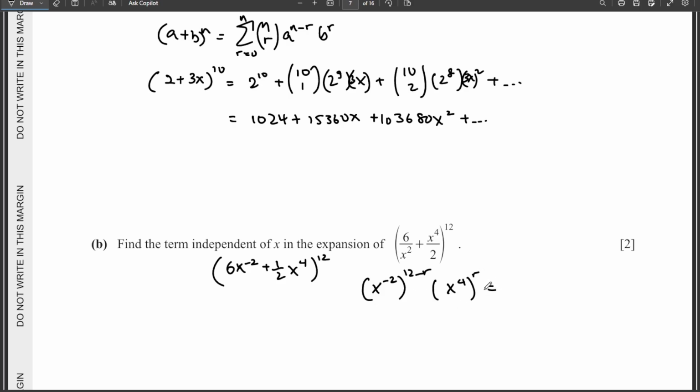So we look at exponents. Exponents you can multiply together when it's raised like that. So x power of negative 24 plus 2r multiplied by x power of 4r. And same base, so the exponents can add together.